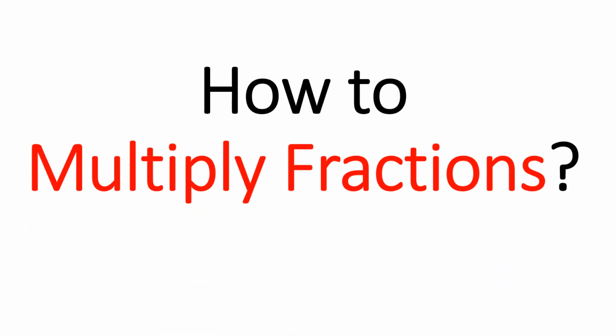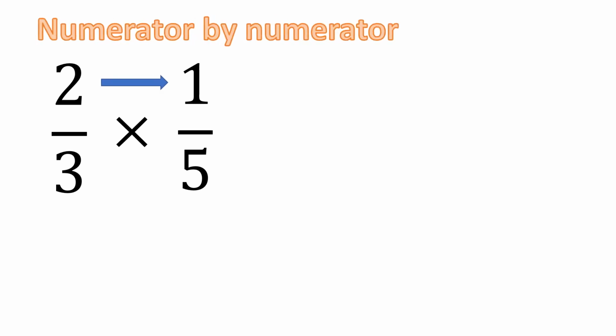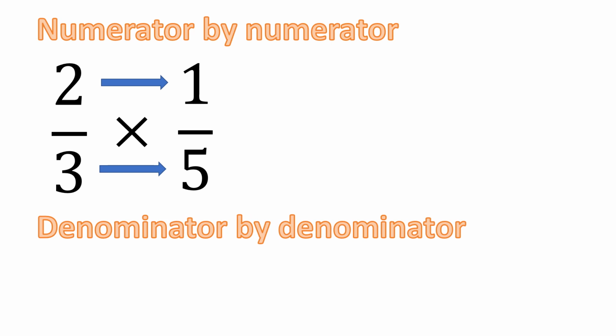How to multiply fractions. Let's say, for example, 2/3 times 1/5. How to get the product of these two fractions? The process is just simple. Multiply numerator by numerator, denominator by denominator.